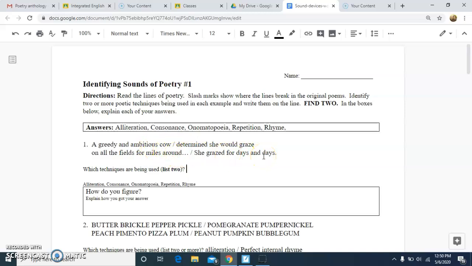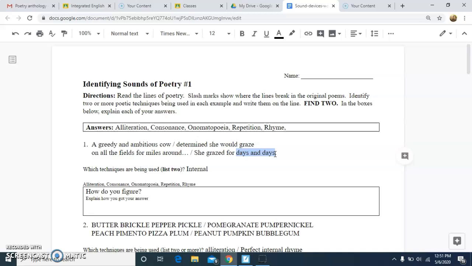Okay. But as I read this, I noticed that there was a rhyme. And it actually starts with line 2. A greedy and ambitious cow determined she would graze on all the fields for miles around. She grazed for days and days. So right away, I identify that graze and days rhyme. So first of all, where does this take place? This is what we would call an internal rhyme because the word graze is inside of line 2 and days is at the end of line 1 and also line 3. So this is an internal rhyme.